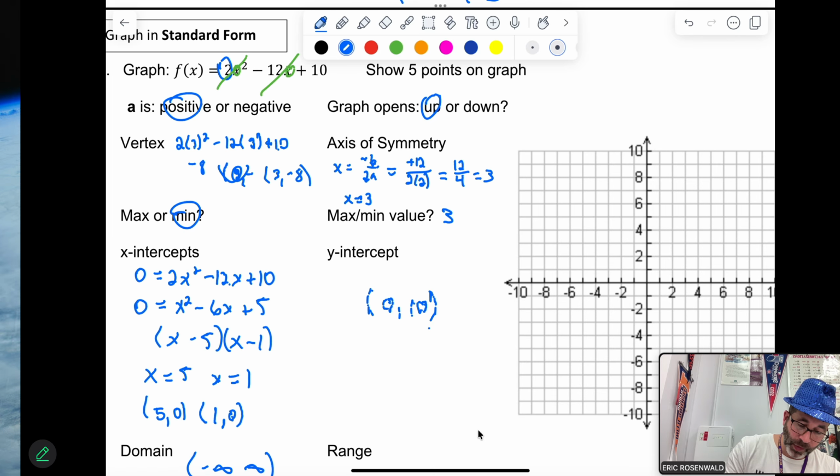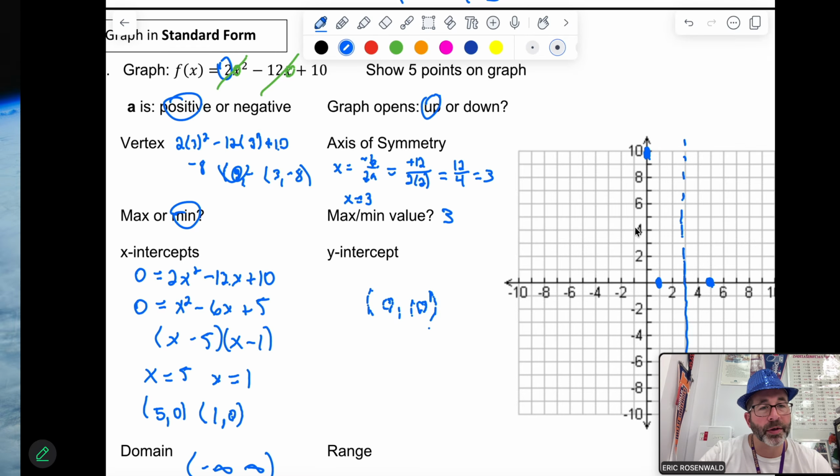And then we've got 5 zeros, one of my zeros. And then we've got 1, 0 is another zero. We've got an axis of symmetry that goes x is equal to 3. Okay. And we've got a y-intercept at (0, 10).